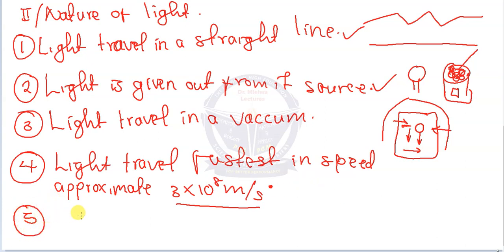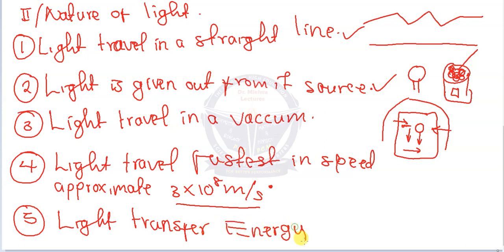And point number 5, light transfers energy. Kwa mfano, kule kwenye jua, tumesema light comes from what? From the source, point number 2.